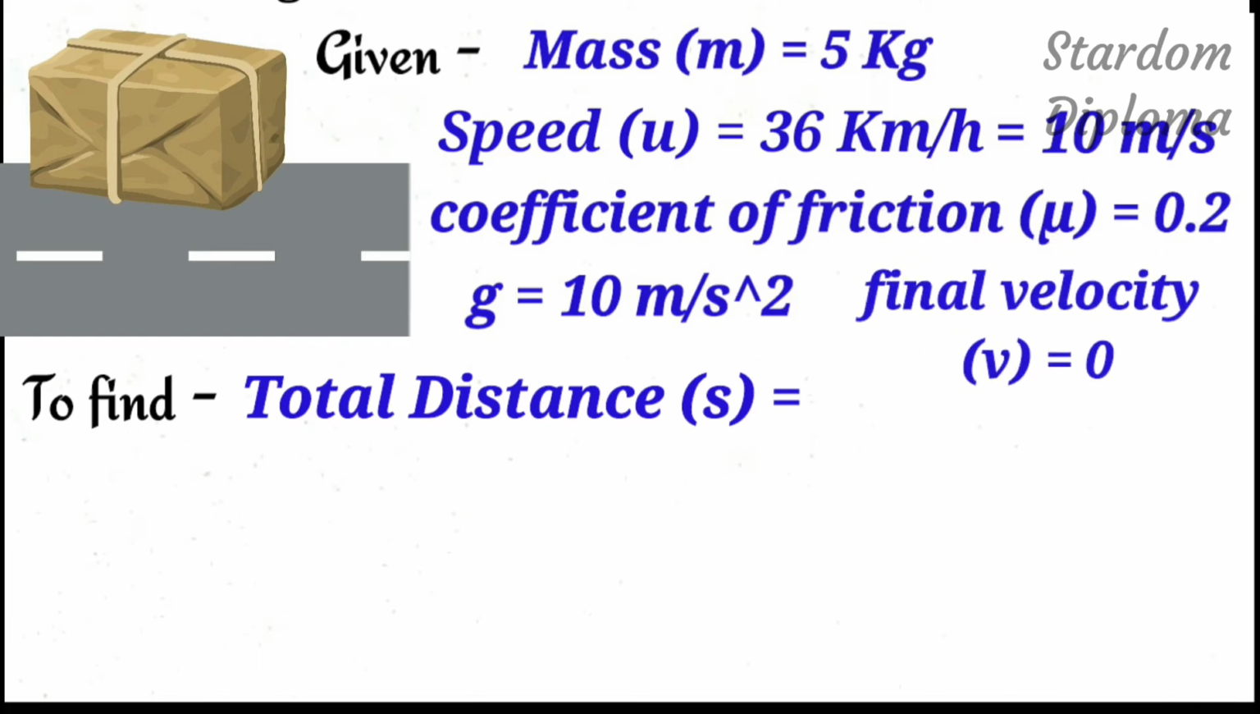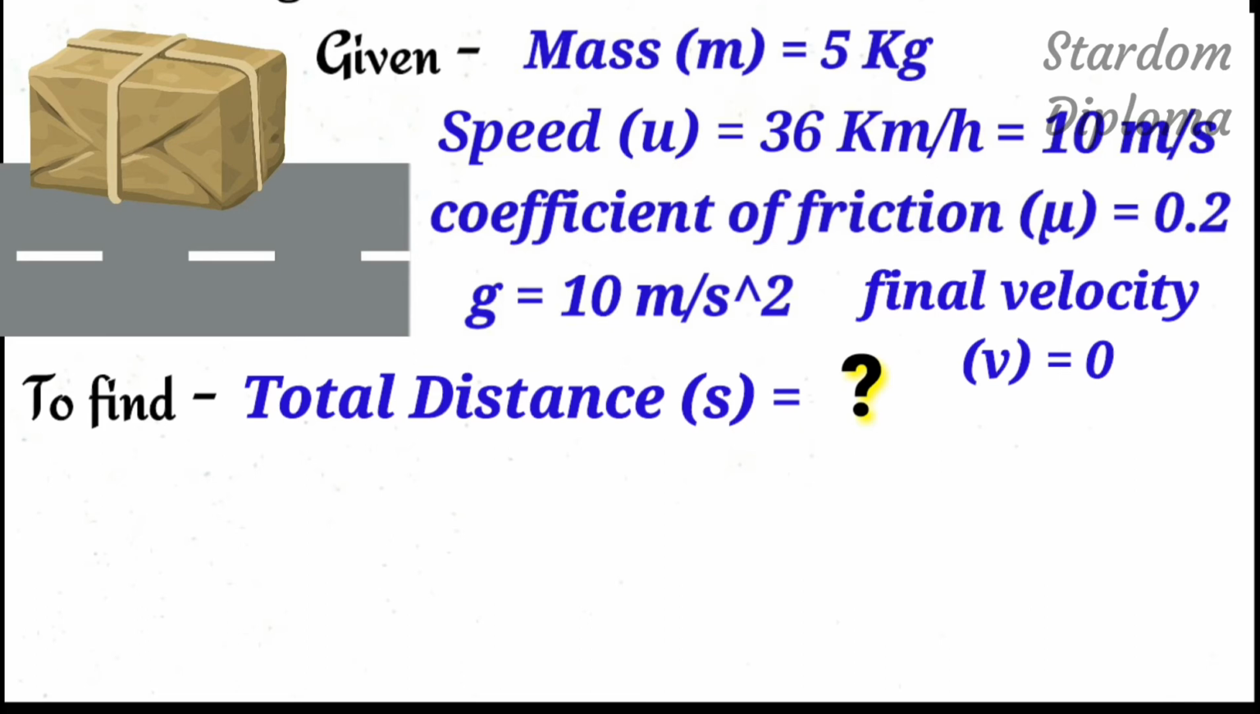See, the body is brought to rest. Its velocity is decreasing and finally it reached 0. When it reached 0 means the body is brought to rest, right? So initial velocity is 10 meter per second and the final velocity is 0. Now we have to find the minimum distance travelled by the body, from the starting point to the ending point. We need to find displacement S. So S is equal to question mark.